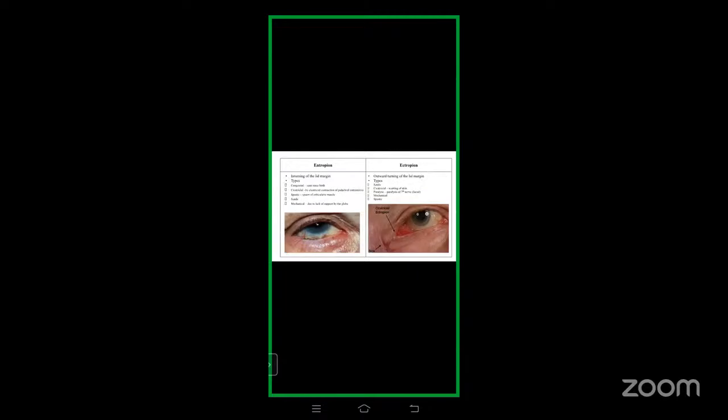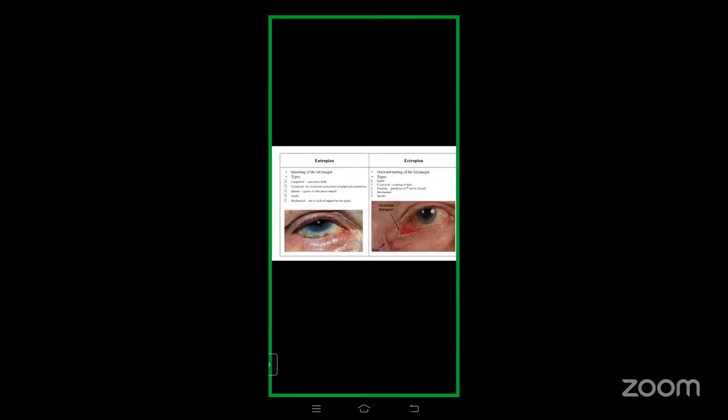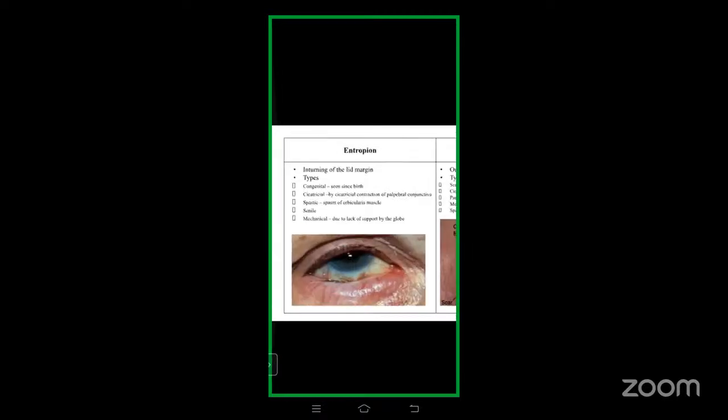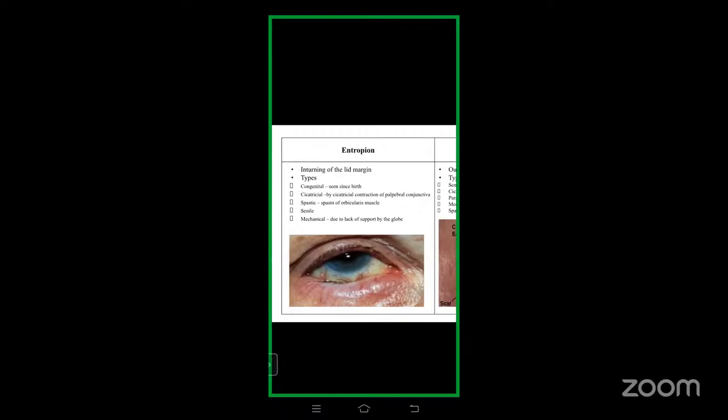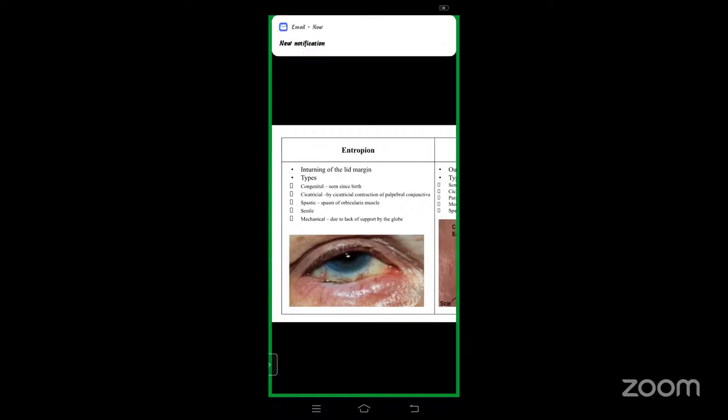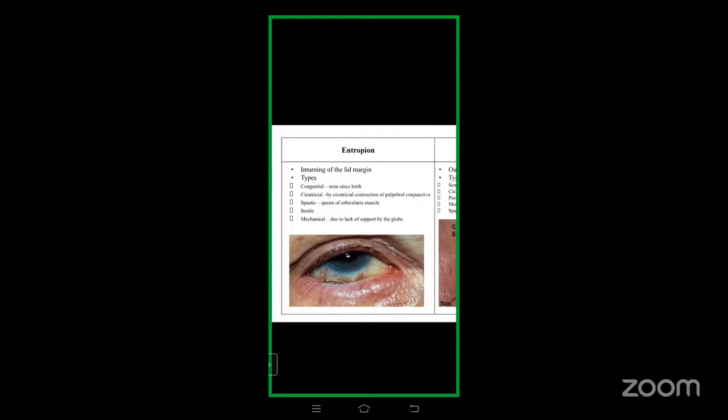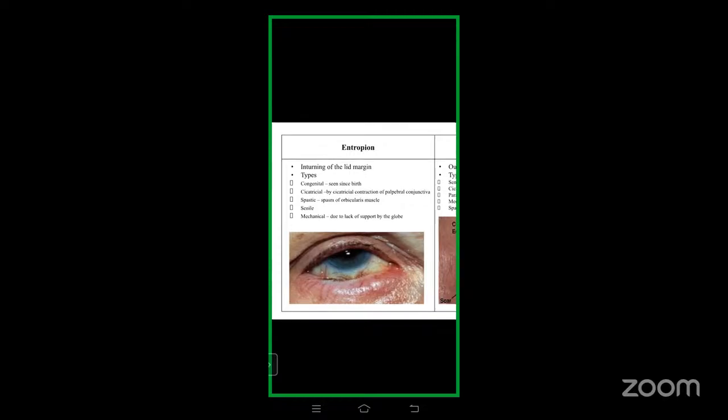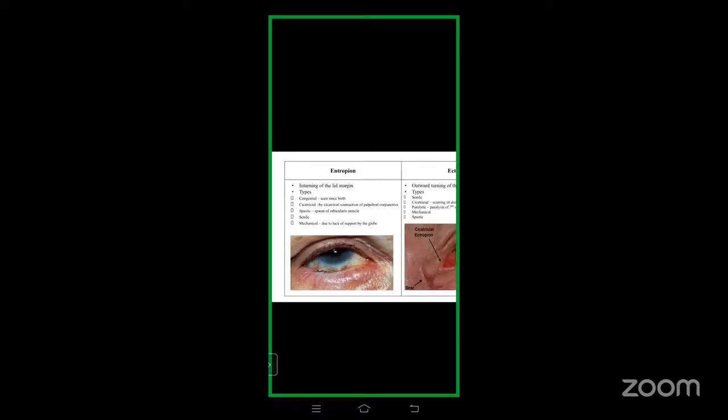The next one is entropion. The major types of entropion are based on congenital, cicatricial, spastic, senile, and mechanical. Congenital is from birth, they'll have entropion. Cicatricial is basically due to palpebral conjunctiva contraction, which causes cicatricial entropion. Spastic is basically spasm of the orbicularis muscle.